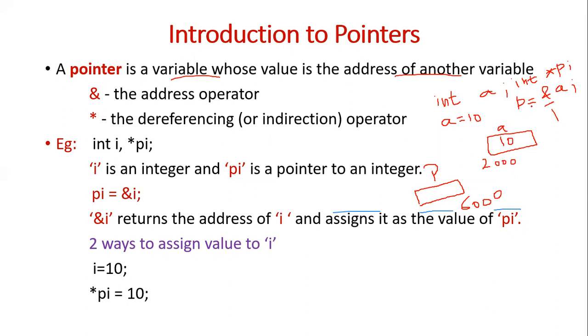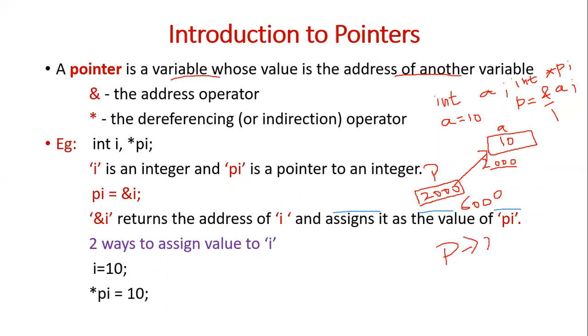So what does it mean? P is equal to address of A. What is the address of A? 2000. So P will have 2000. But 2000 is not an integer value. It's an address. It means that P is pointing to this address 2000. And what does that address 2000 contain? A. So now whenever I say P, it refers to the address where it is pointing.